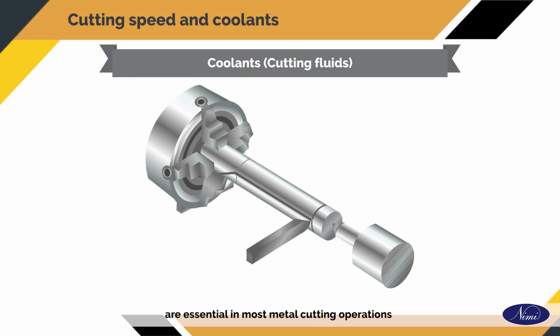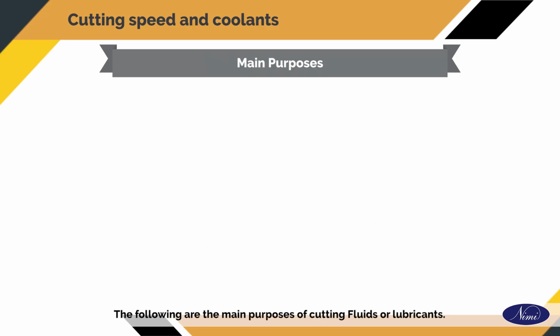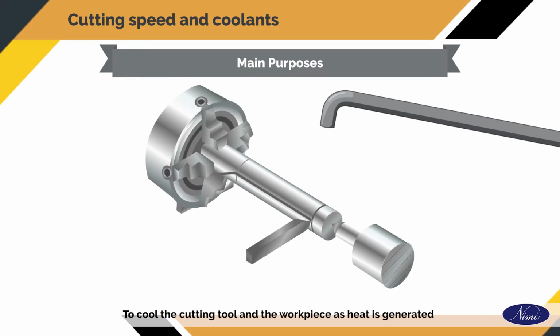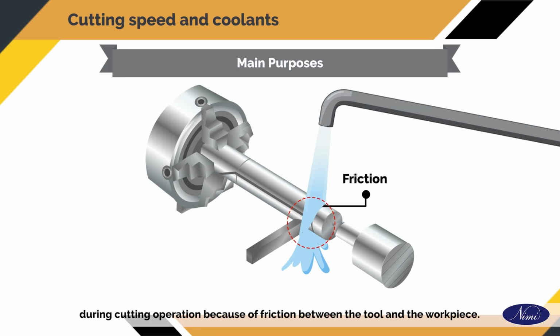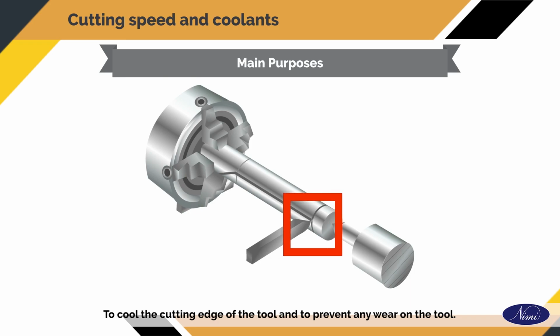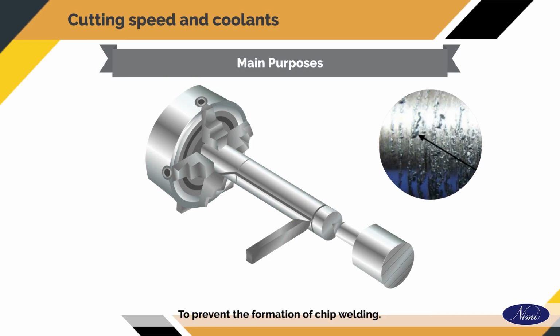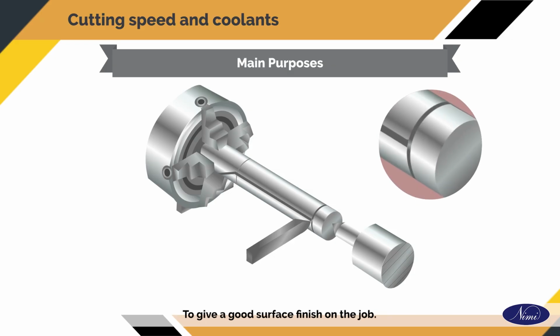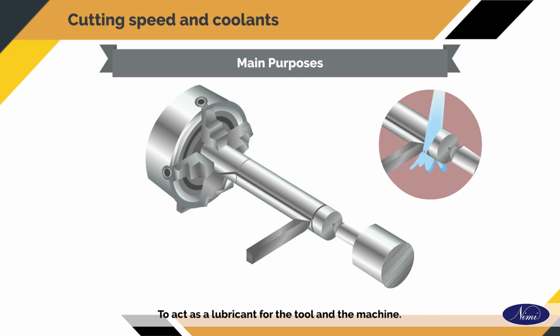Coolants, cutting fluids, are essential in most metal cutting operations as they play an important role in reducing the wear of cutting tools. The following are the main purposes of cutting fluids or lubricants. To cool the cutting tool and the workpiece as heat is generated during cutting operation because of friction between the tool and the workpiece. To cool the cutting edge of the tool and to prevent any wear on the tool. To prevent the formation of chip welding. To give a good cutting efficiency to the tool. To give a good surface finish on the job. To act as a lubricant for the tool and the machine.